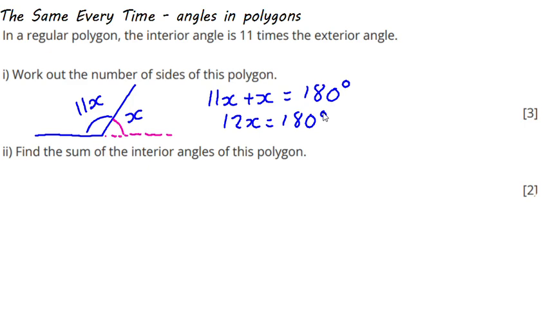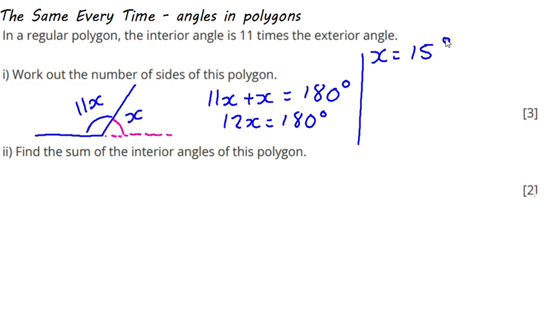So now we can find the size of the exterior angle. It's just going to be 180 divided by 12. So that gives me 15 degrees. So my exterior angle is 15 degrees. I don't really need to know the size of the interior angle for this one, so I'll just stick with the exterior. We could work out the interior angle, but we don't need to. It would be 11 times 15.